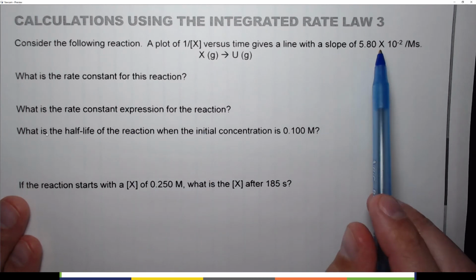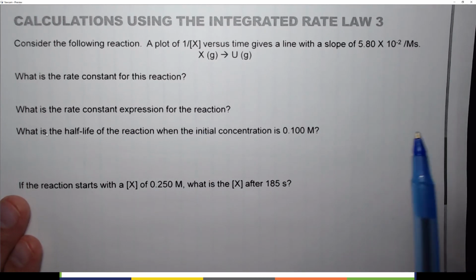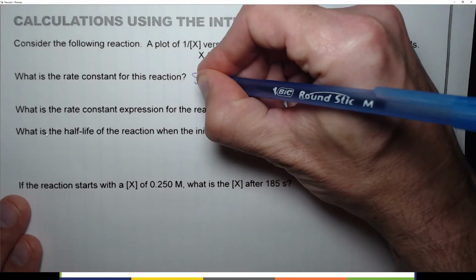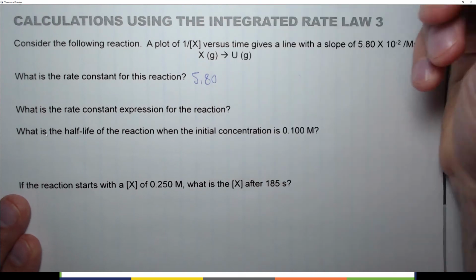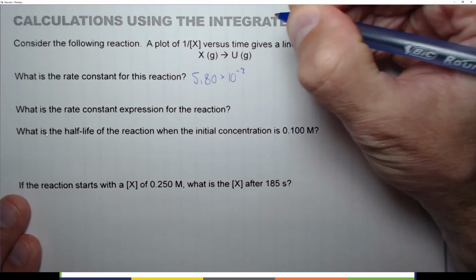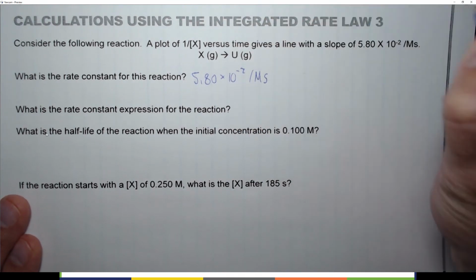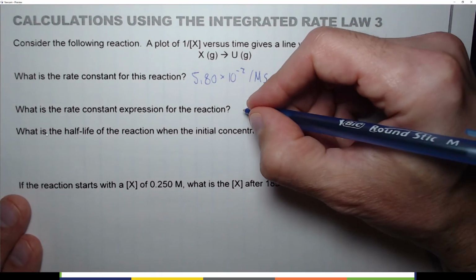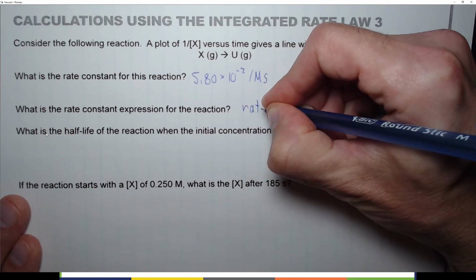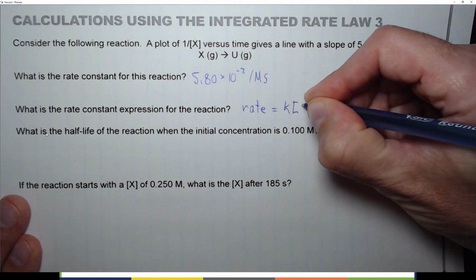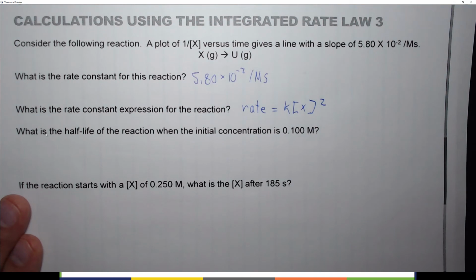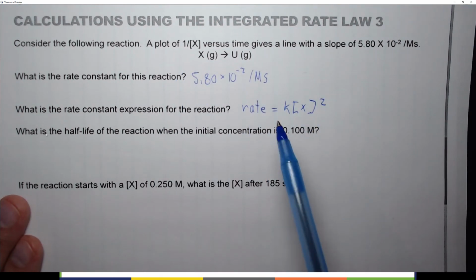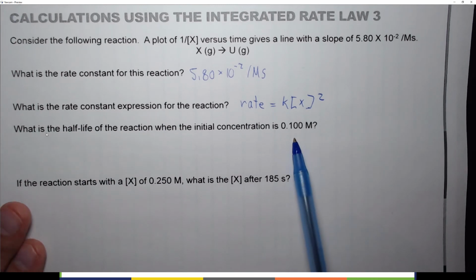In the case of a second order reaction, the slope is the rate constant, sorry. So it is 5.80 times 10 to the minus 2 per molar second. What is the rate expression for the reaction? Rate equals k, concentration of X, squared. We know it's second order because 1 over X versus t gives us that straight line. What is the half-life for this reaction?